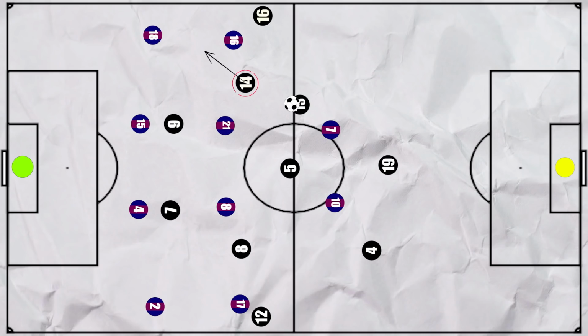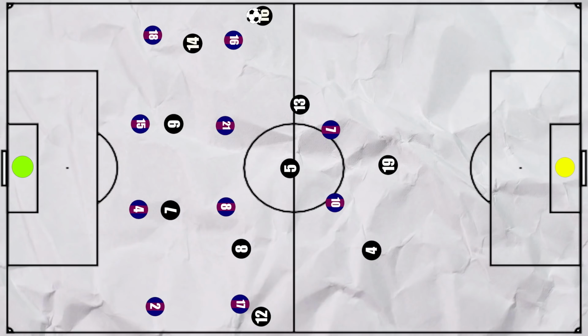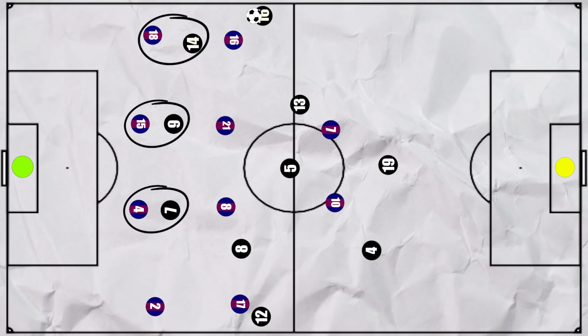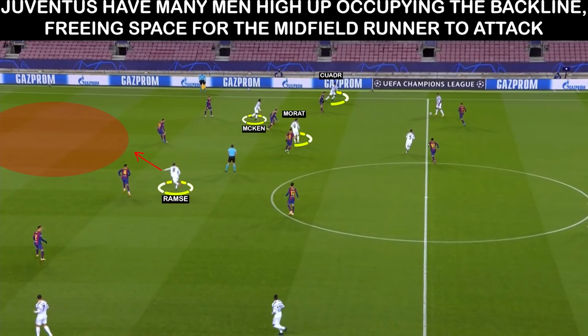For the most part, McKennie would push out towards the right flank or into the right half space in order to support Cuadrado when he got onto the ball. And crucially, this shape often created space for the extra midfield runners, as the forwards would occupy the centre-backs whilst McKennie occupied the full-back. Ramsey was a willing runner throughout the 90, looking to make a run into the channel to get on the end of a potential ball over the top.